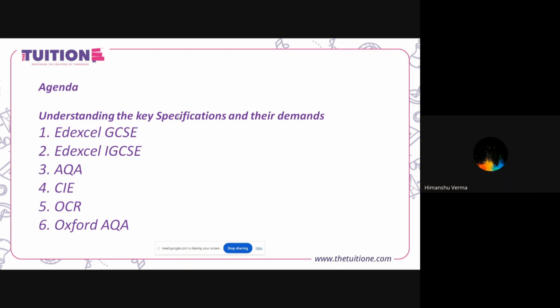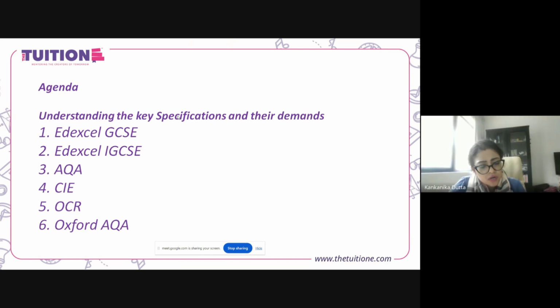From the calculation point of view, CBSE and even ICSE don't allow calculators. GCSE, any UK board, allows calculators. Anybody teaching English for any of these boards?